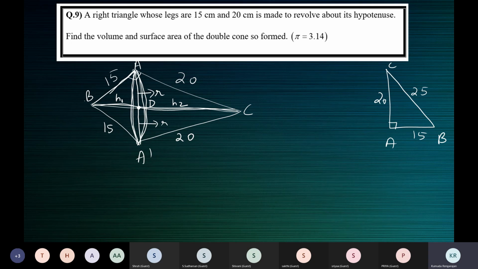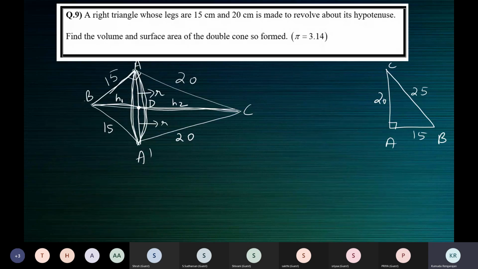Now coming to the radius and height, the radius is the same for both the cones. We can find its value, but actually you don't need its value. The height of the small cone is BD, which is H1.